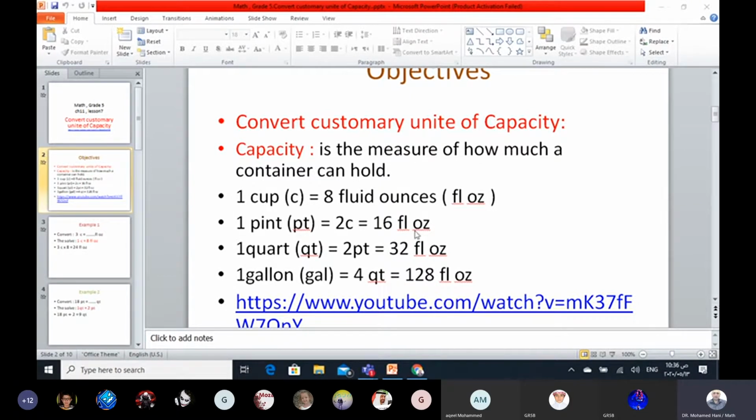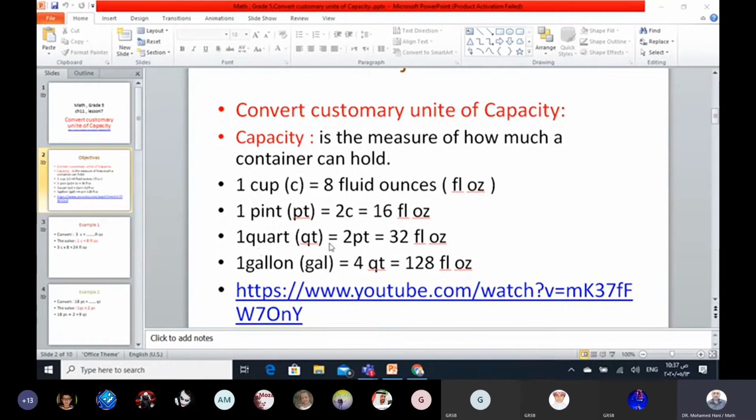The second rule, 1 pint. The symbol is PT. When you see PT, it means we have 1 pint. 1 pint equals 2 cups, and equals 16 fluid ounces. So 1 pint equals 2 cups equals 16 fluid ounces. So 1 pint is the greater unit here, then the cup, then the fluid ounces.